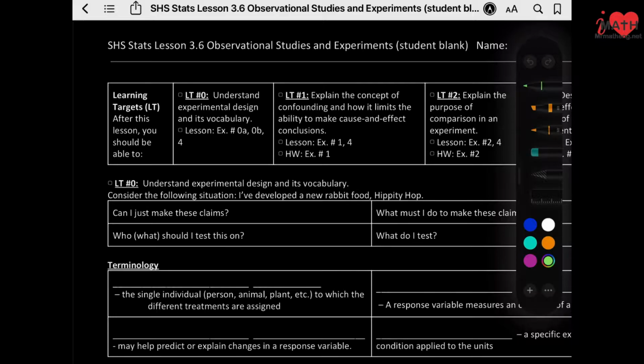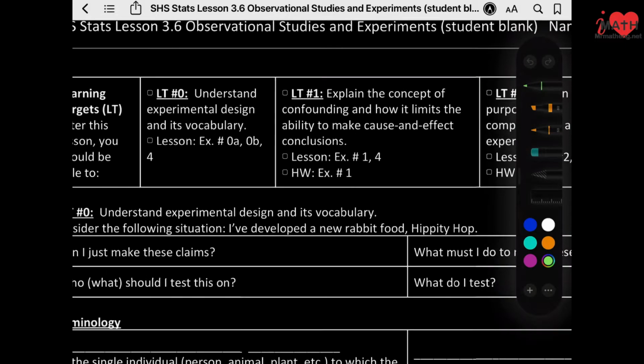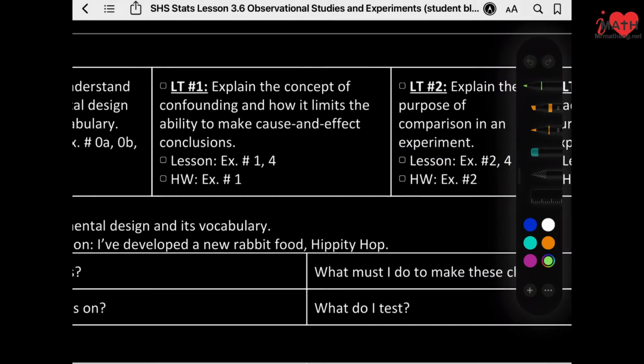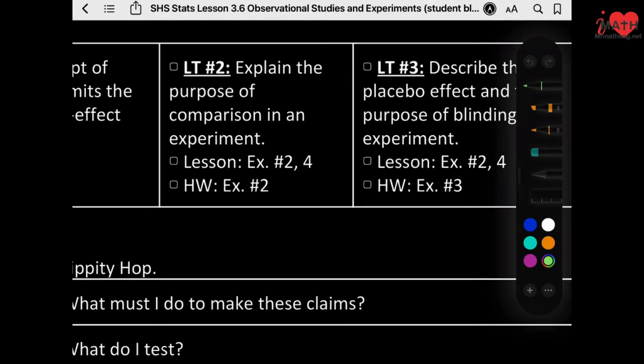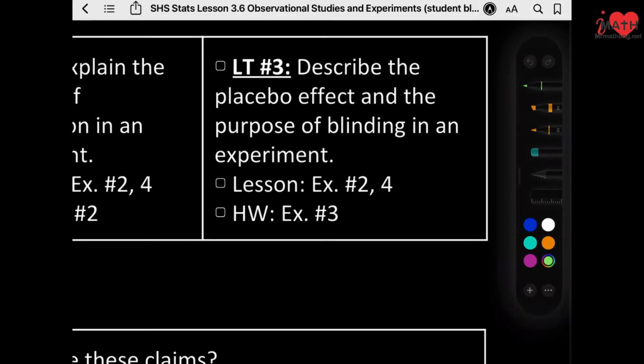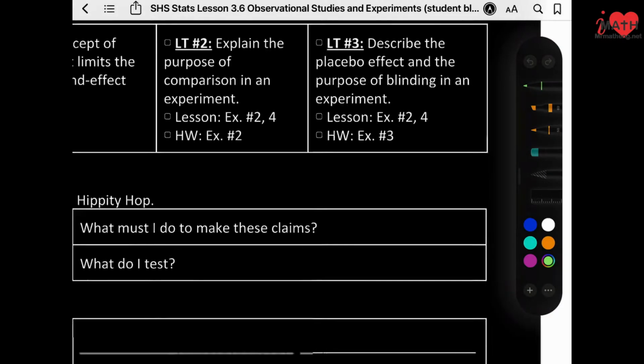In our learning targets, something a little bit different. I added learning target 0 because it's technically not in the book, but super helpful during this time: how to understand experimental design and its vocabulary. So that's what we're going to do. Learning target number 1, explain the concept of confounding and how it limits the ability to make cause and effect conclusions. Learning target number 2, explain the purpose of comparison in an experiment. And learning target number 3, describe the placebo effect and the purpose of blinding in an experiment.